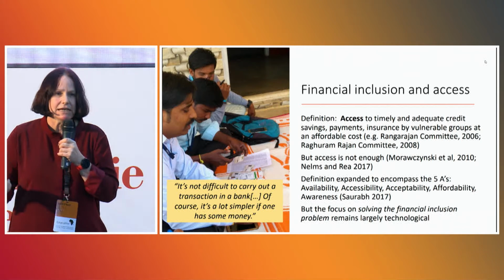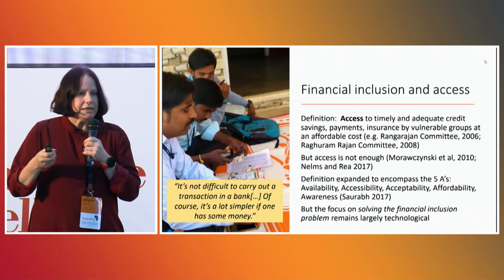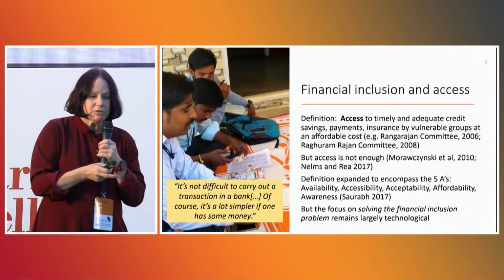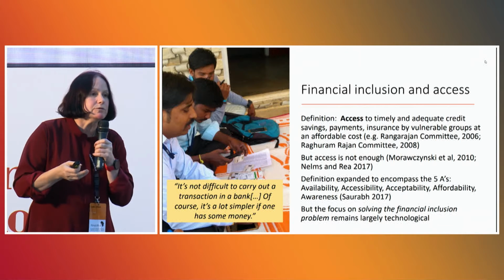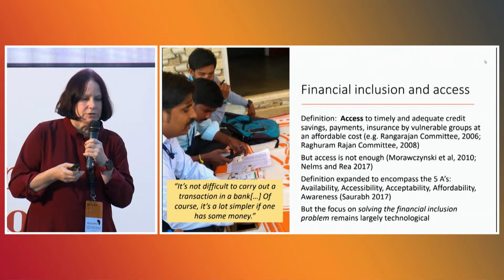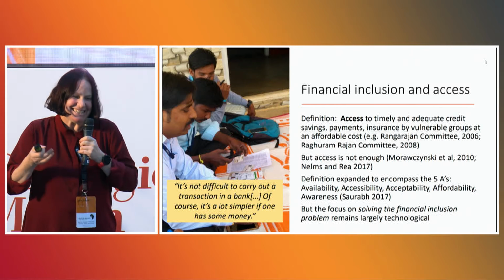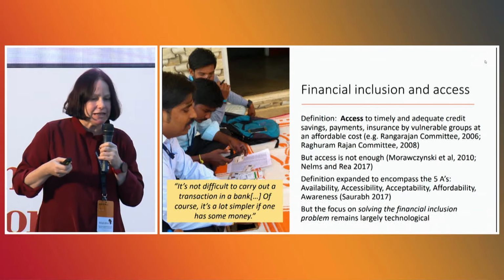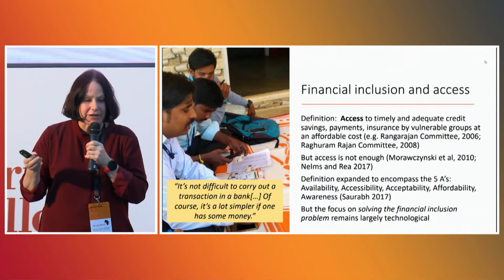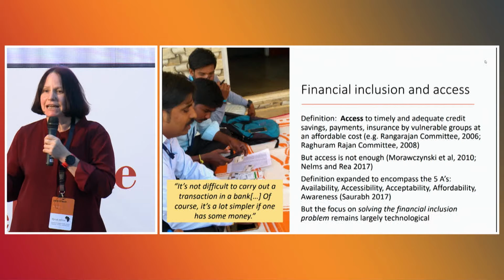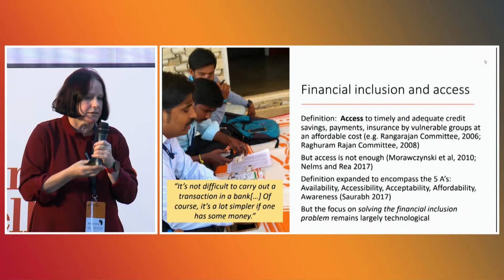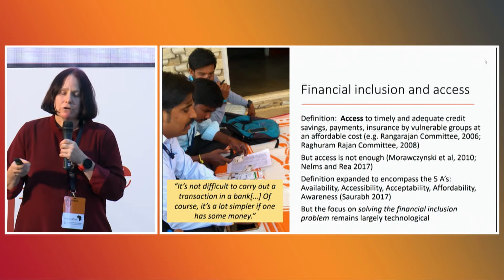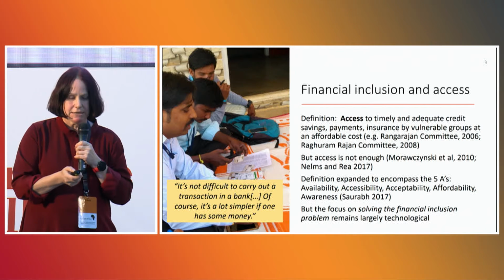They had a massive success at getting so many people banked, yet research quickly showed that most of those accounts are unused or underused. And Nelms and Ria actually said that they remain symbols of financial inclusion rather than practical tools. And the quote that I said earlier, it's a lot simpler if one has some money to use a bank account. So the definition of financial inclusion has been expanded to be the 5 A's: availability, accessibility, acceptability, affordability, and awareness. But despite this expansion, the focus on solving the financial inclusion problem remains largely technological.